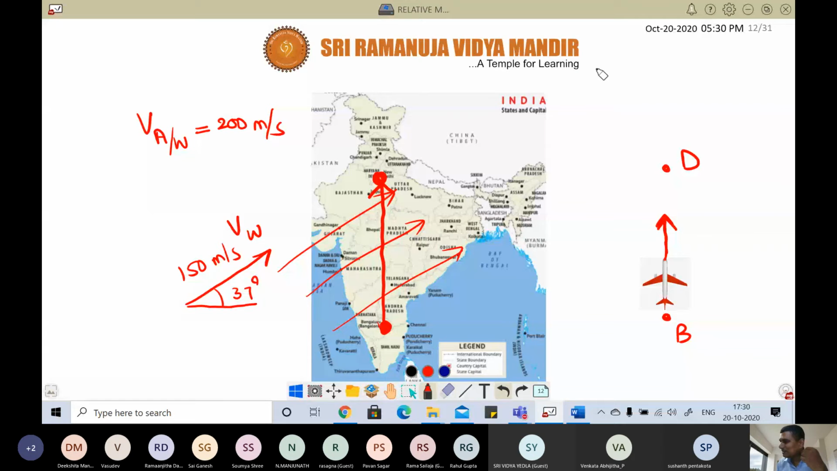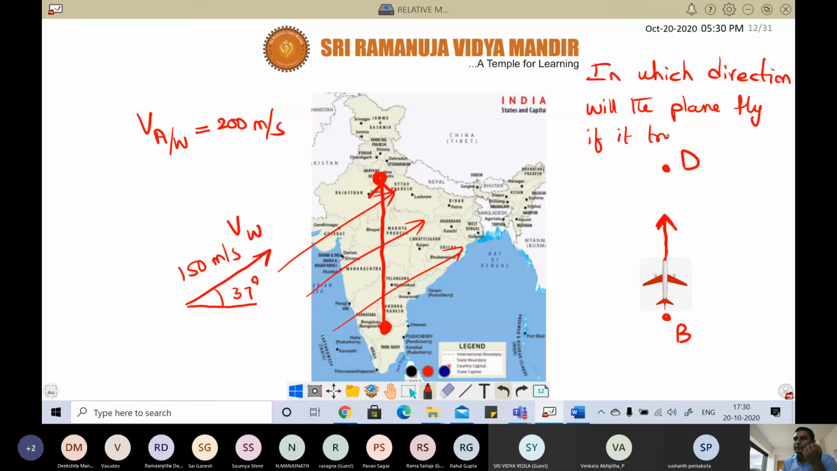The question is, in which direction will the plane fly if it tries to fly to Delhi? This is the question, because the pilot has to know. Now his effort is towards which side? Right now his effort is towards Delhi, but he will land somewhere else. So in which direction will he go? That is what we have to find out.